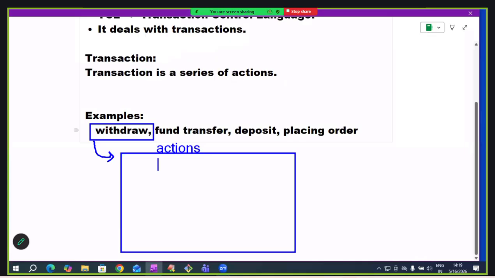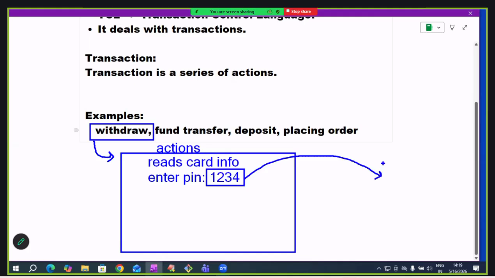Suppose I'm taking withdraw here. Okay, when you are doing withdraw transaction, what is happening? Which actions is it performing? Just observe. You are giving your card to ATM machine. So ATM machine reads card information. Action. After that, immediately it is asking to enter PIN number. Your entered PIN number, is it matching with bank database PIN number or not? It has to check.